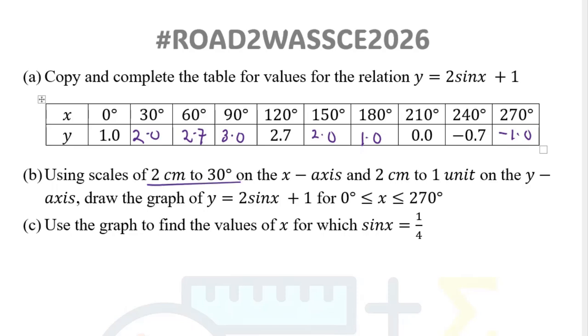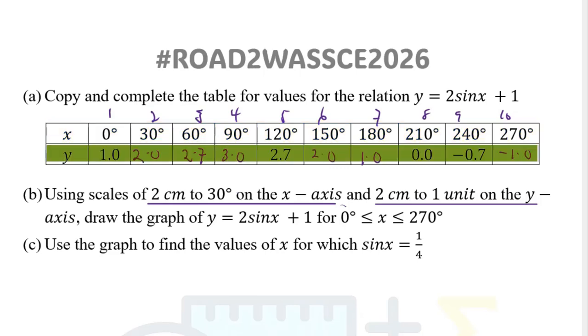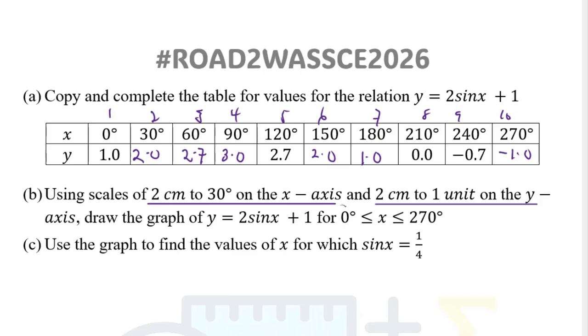So we have 2 centimeters to 30 degrees on the x-axis and then 2 centimeters to 1 unit on the y-axis. Now before we begin the graph work, you have to analyze your values. Look at the x values. We have 1, 2, 3, 4, 5, 6, 7, 8, 9, 10. It means that we need 10 lines. Then the minimum is 0, the highest is 270. And on the y, the highest is 3 and then the lowest is negative 1. So it means that the highest value can be 3 and the minimum value can be negative 1, so that you know how to divide the graph.